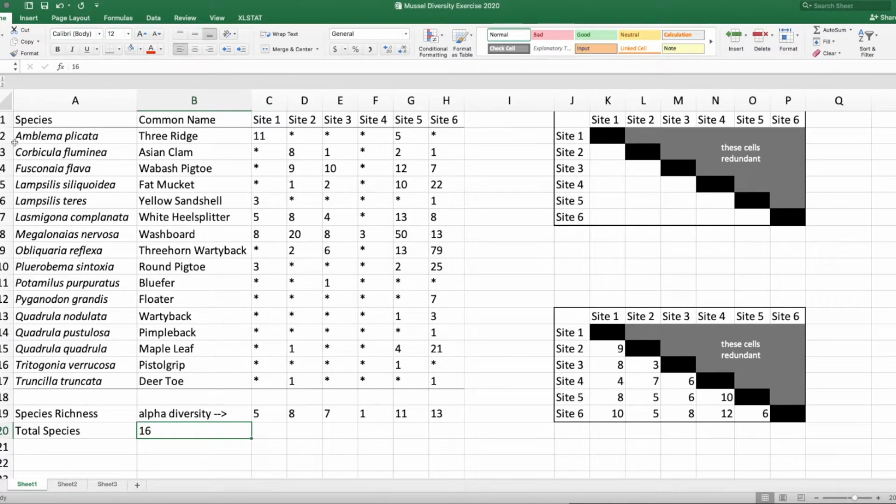If you look at all of the species among all of these sites, that's gamma diversity. And note that it's not just 5 plus 8 plus 7 plus 1 plus 11 plus 13. It's actually 16. It is because you don't want to double count species that might be found at multiple sites. It's just looking at the total number of species across all the sites. That's gamma diversity.